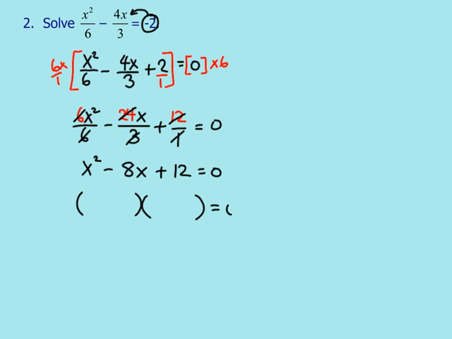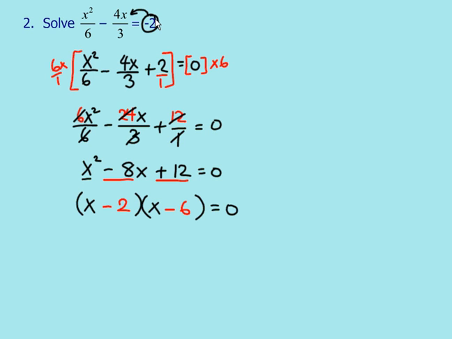Again, equals 0 at the back. x and x in front to make that x squared. Two numbers that multiply to 12 and add to negative 8. Let me see. How about negative 2 and negative 6? Those two add to negative 8, and they multiply to positive 12. Great, I got them.